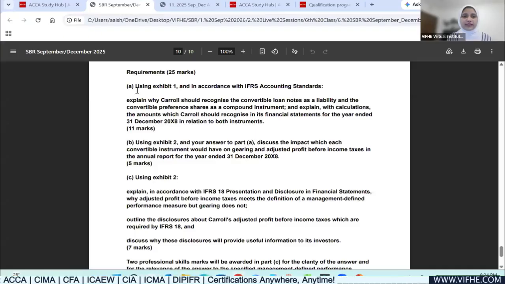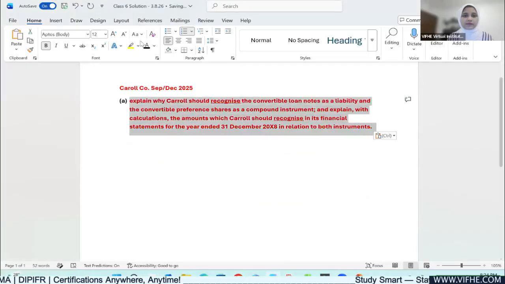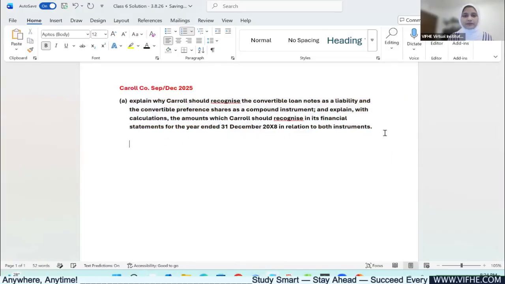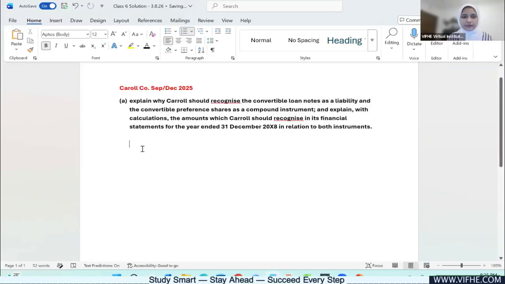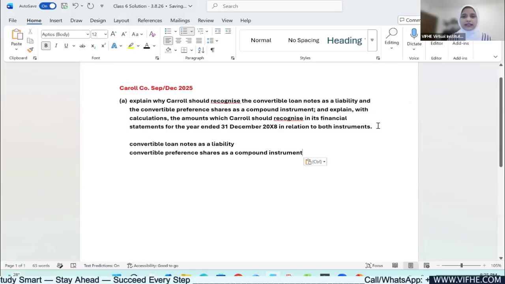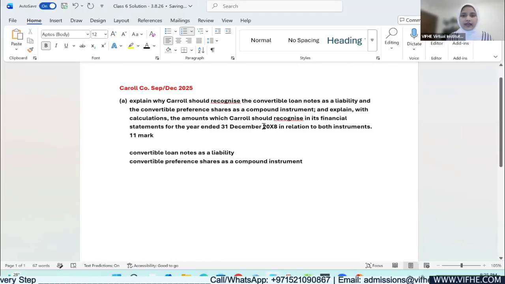So I'm going to pull this question so that I can easily identify what is the exact requirement. And this is worth 11 marks. Okay, so what it wants is convertible loan note as liability is what I have to prove, one thing. Then I have to prove convertible preference share as compound instruments. If I break down my requirement, the 11 marks that are there for this, I will be able to easily fetch. If I don't break the requirement, it will get really difficult. And with calculations, the amount it should recognize in the financial statement.